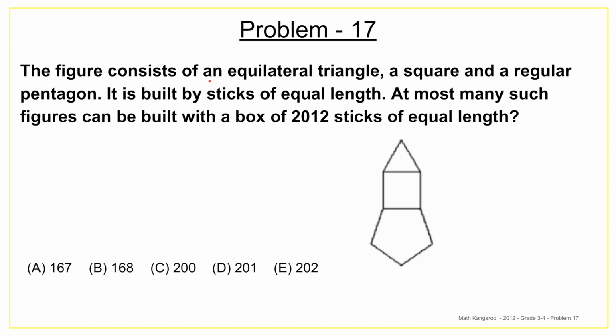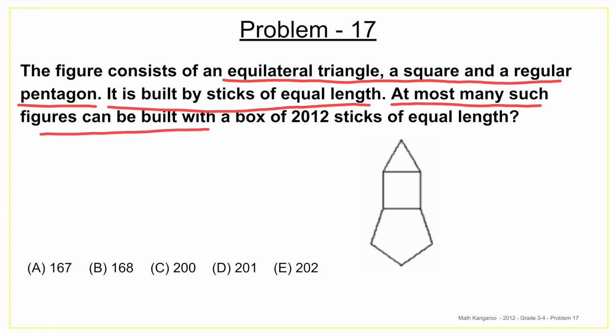The figure consists of an equilateral triangle, a square, and a regular pentagon. It is built by sticks of equal length. At most, how many such figures can be built with a big box of 12 sticks of equal length? So we have to find how many figures we can build with 12 sticks. Let's go step by step.